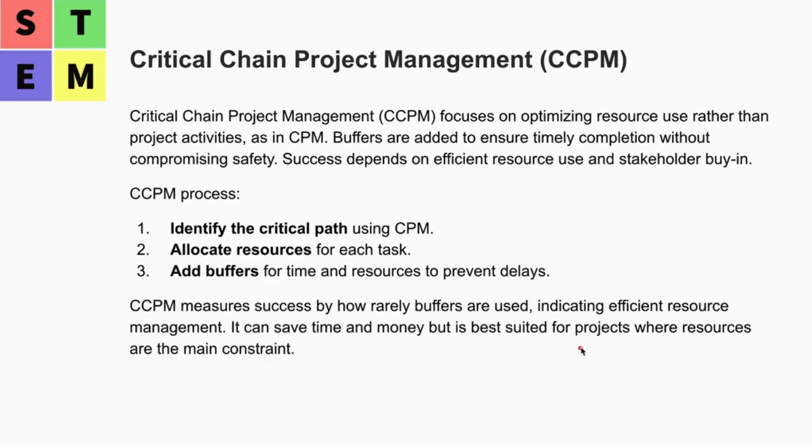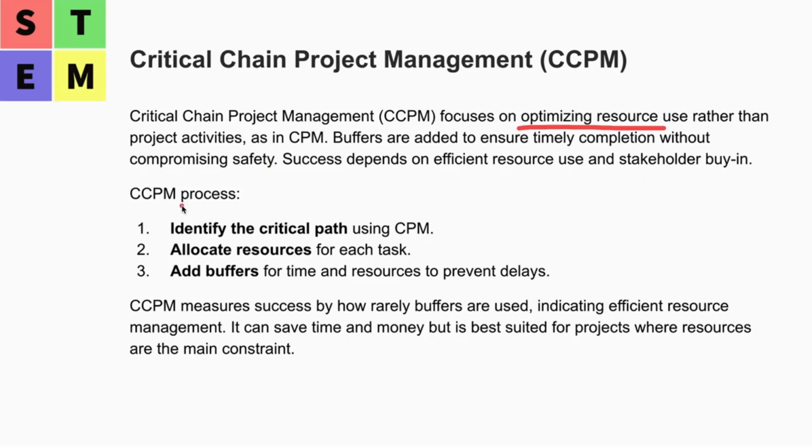And the next one, critical chain project management, CCPM. It focuses on optimizing resource use rather than project activities. Buffers are added to ensure timely completion without compromising safety. Success depends on efficient resource use and stakeholder buy-in. So that's from a different perspective.